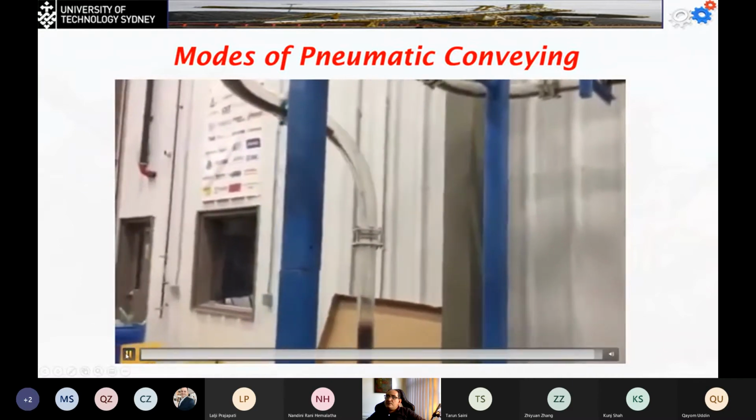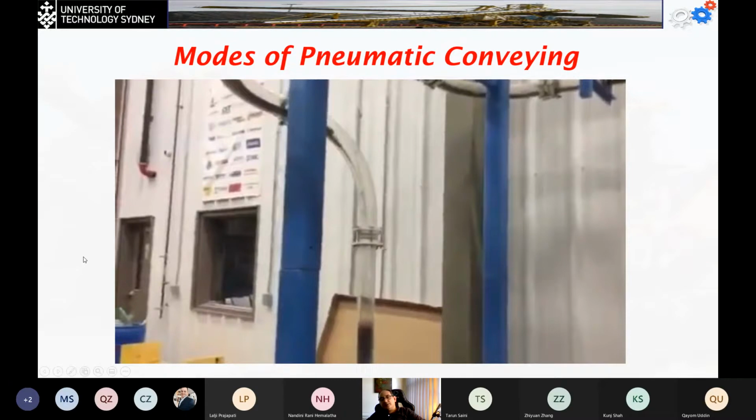So the first one was low pressure, high pressure, and low velocity, and high velocity. The other one was low pressure and low velocity.